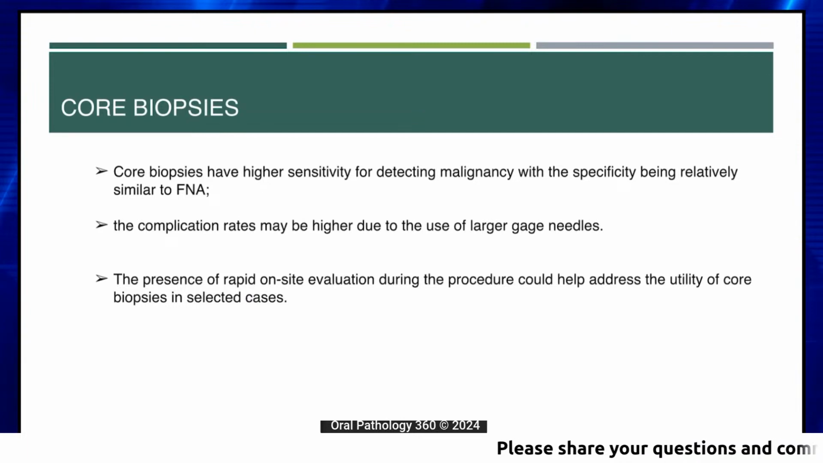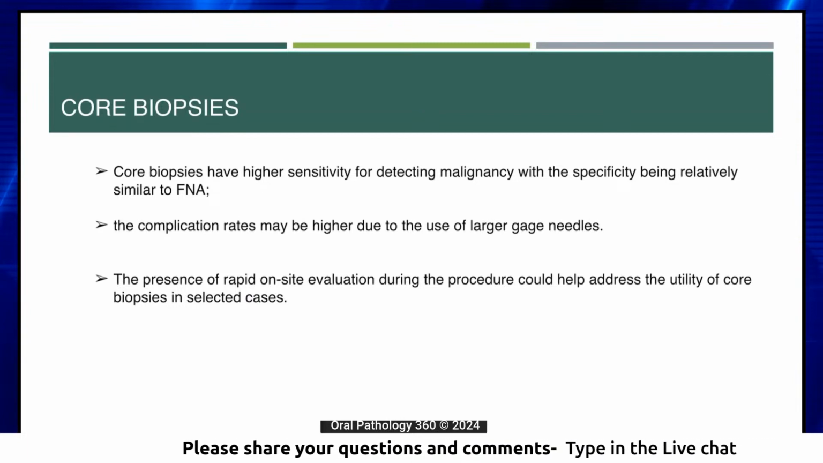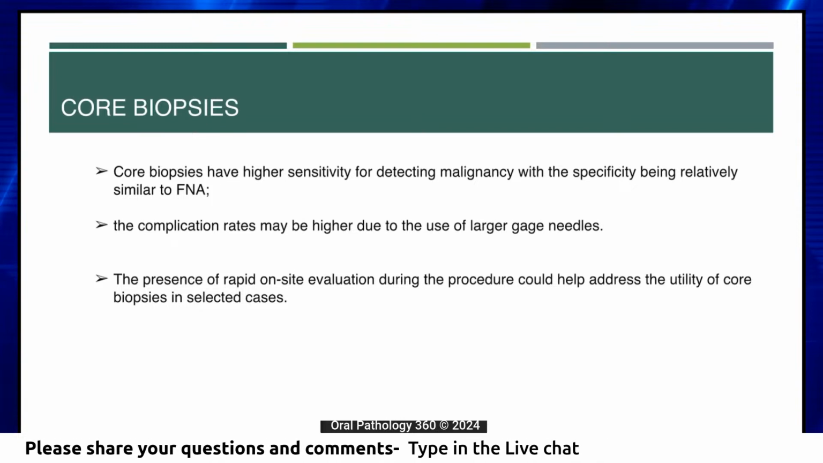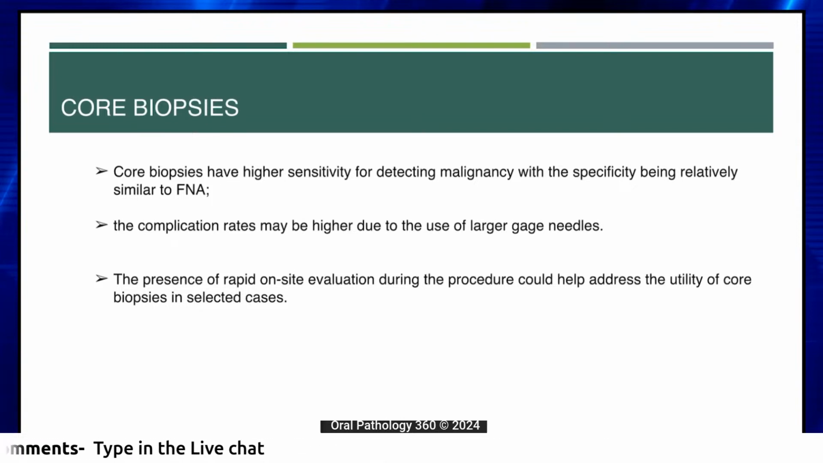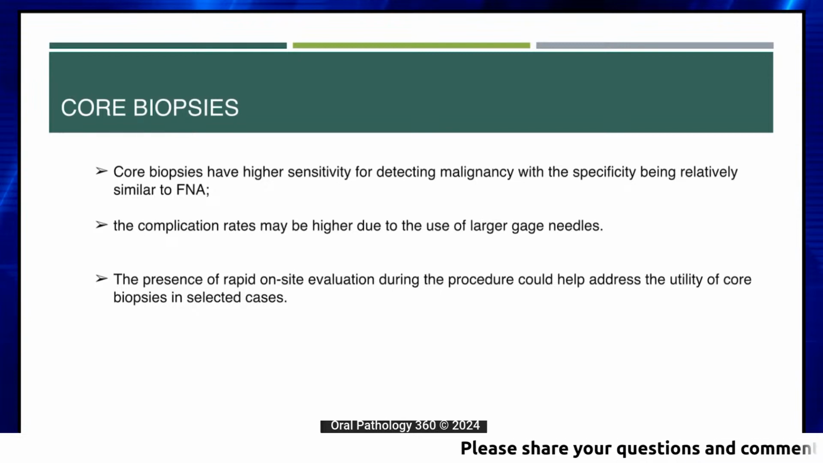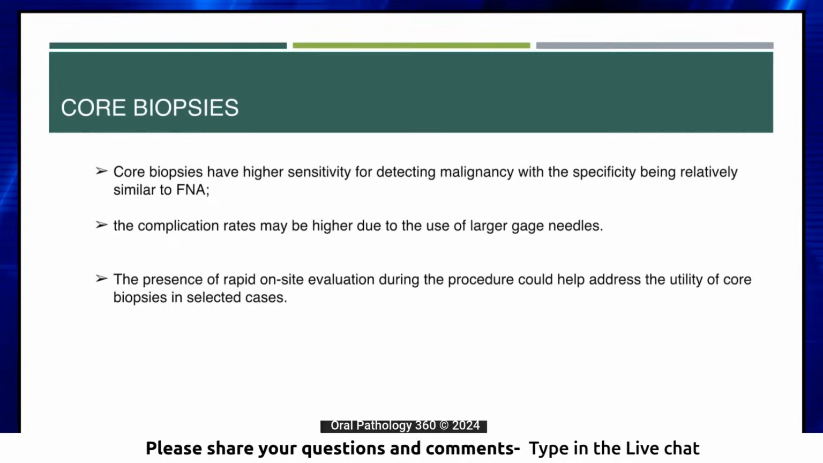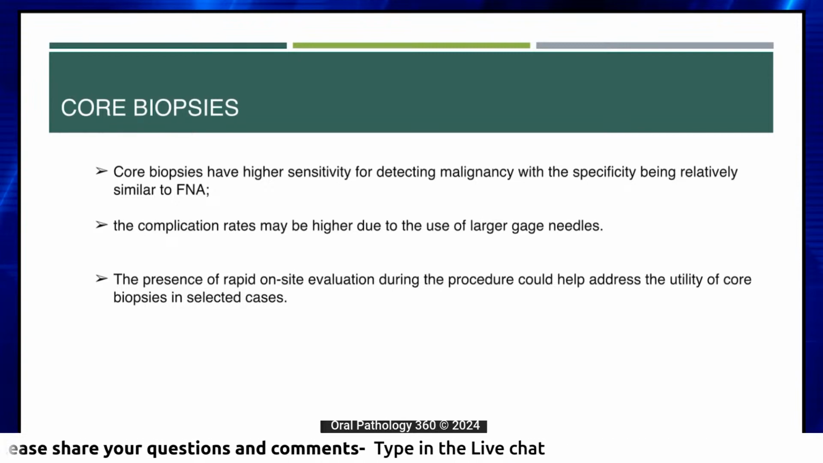Core biopsies have a higher sensitivity for detecting malignancy compared to FNA. The specificity is relatively similar to FNA. However, the use of larger gauge needles in core biopsies may lead to higher complication rates. Having rapid on-site evaluation during the procedure can enhance the utility of core biopsies in selected cases.